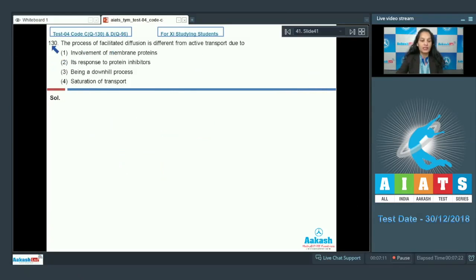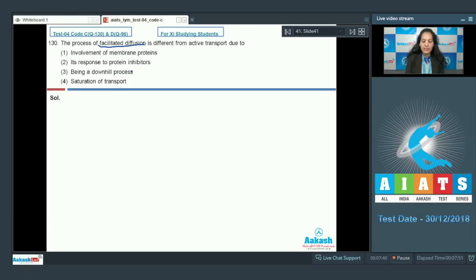Question number 130. The process of facilitated diffusion differs from active transport due to: first option, involvement of membrane proteins. Second, its response to protein inhibitors. Third, being a downhill process. Fourth, saturation of transport. In the case of facilitated diffusion and active transport, there are some similarities and some differences.